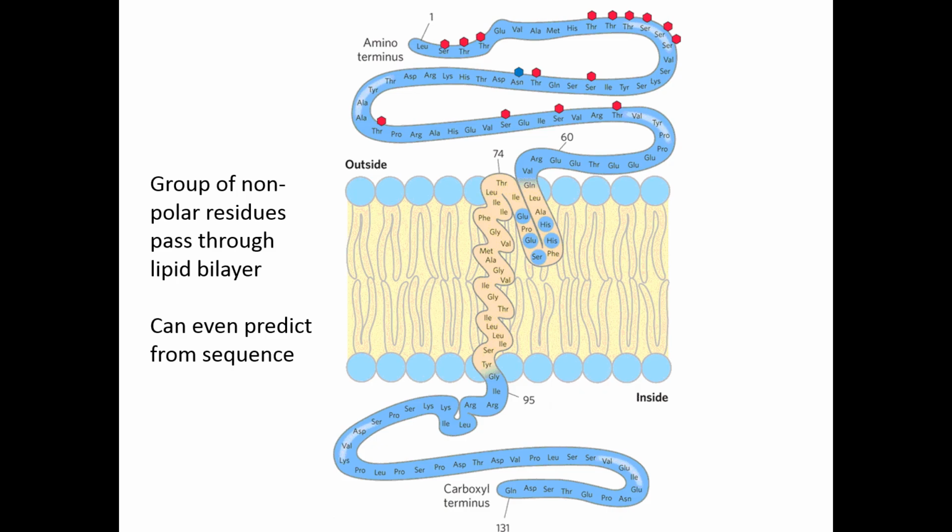Looking at the primary sequence of the protein, you can see as we move into the hydrophobic region, we've got a lot of hydrophobic residues. In the outside of the membrane, we have more polar, hydrophilic, and even charged residues.